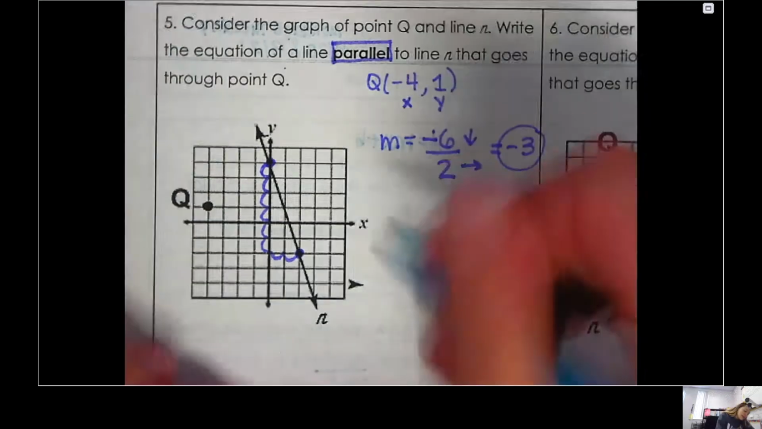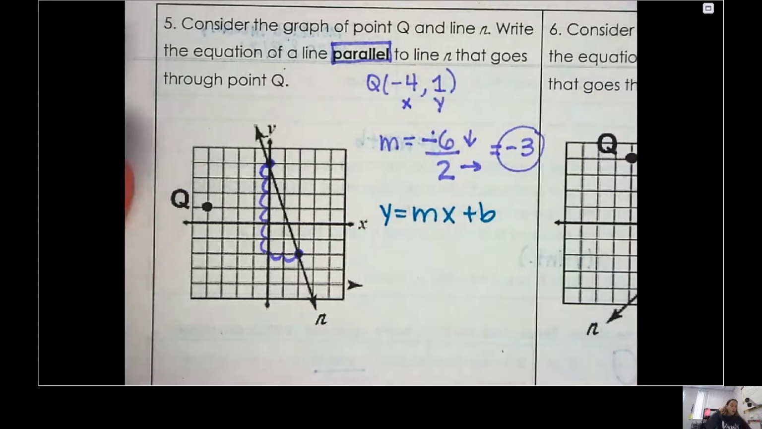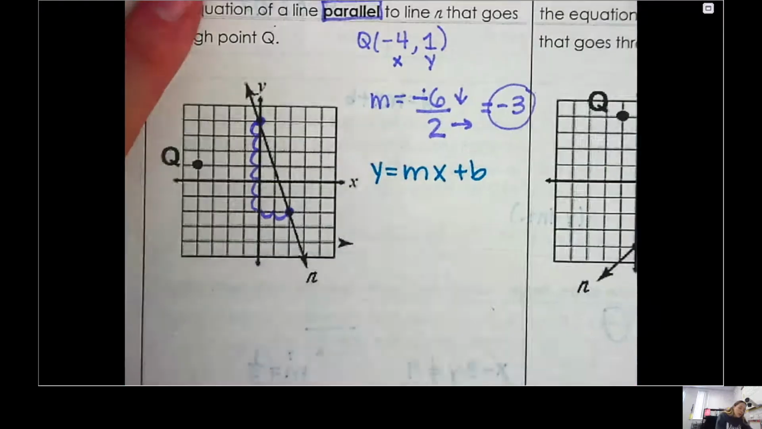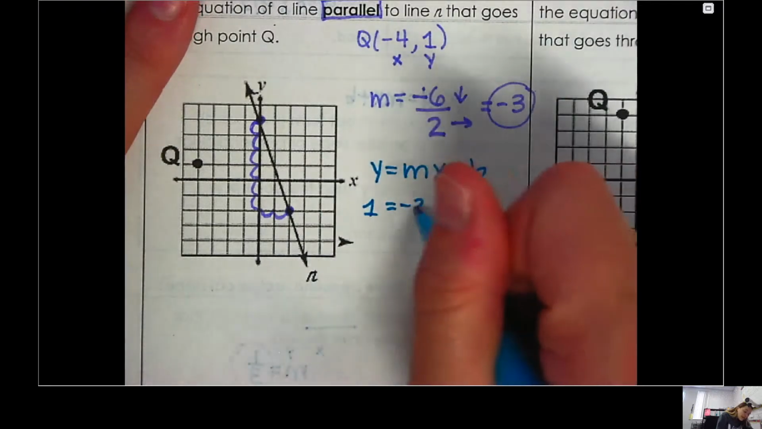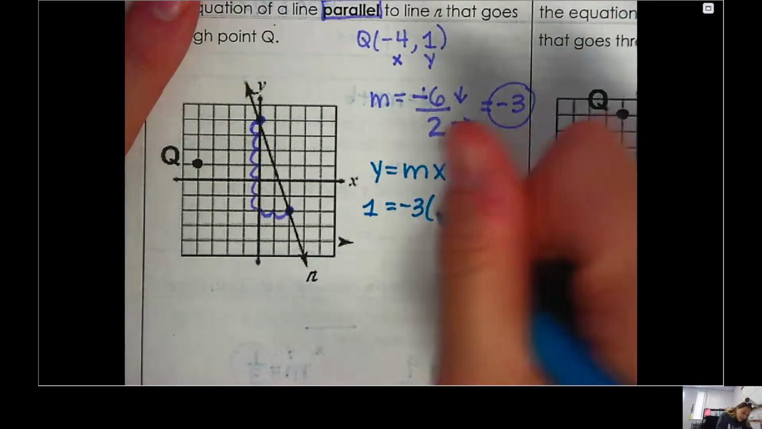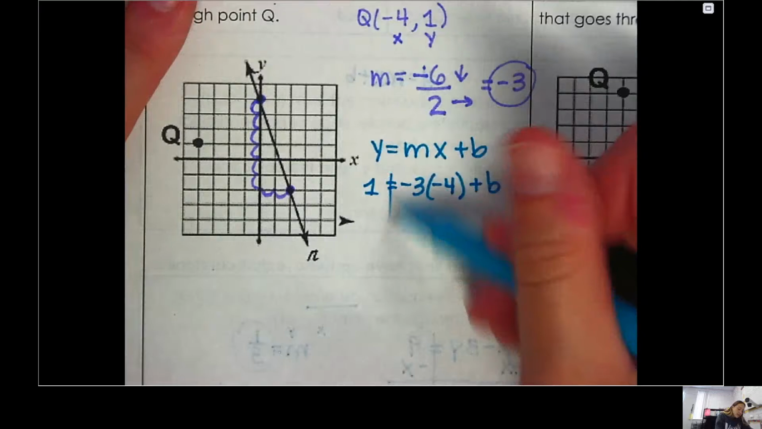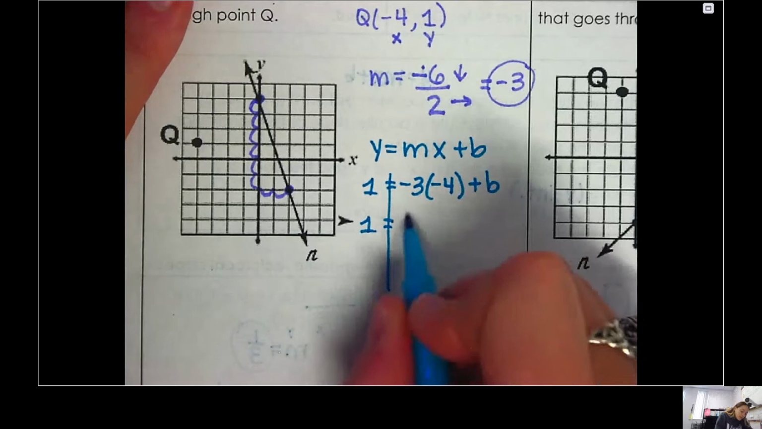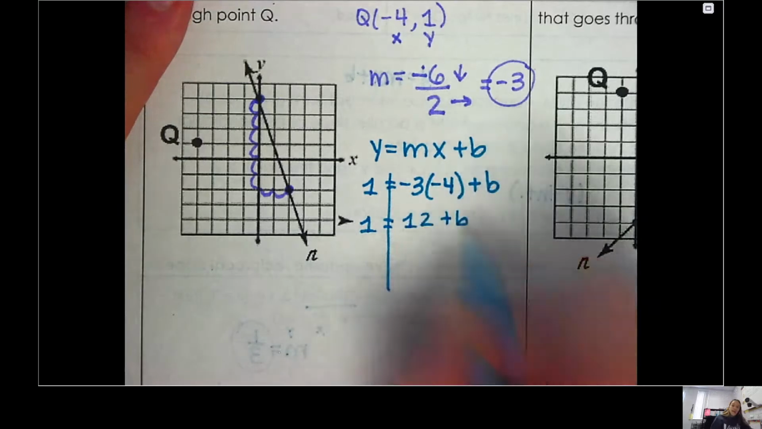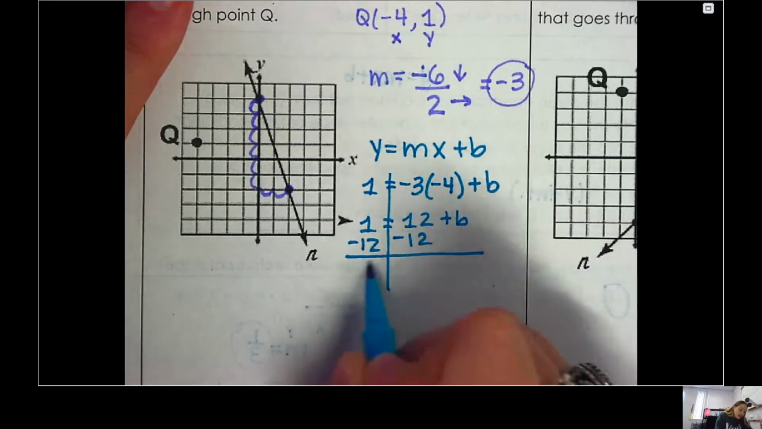And now it looks like what we did on the front side where we plug it in to y equals mx plus b, but I just had to do a little bit of extra work by identifying it in the graph. So for my y value, I plug in a 1. For my m value, I plug in -3. For my x value, I plug in -4, and then plus b. I'm solving for b. This is step 4. Now, just like before, -3 times -4 is a +12. And then to get the b all by itself, I subtract 12 from both sides. I get -11 is my b value.